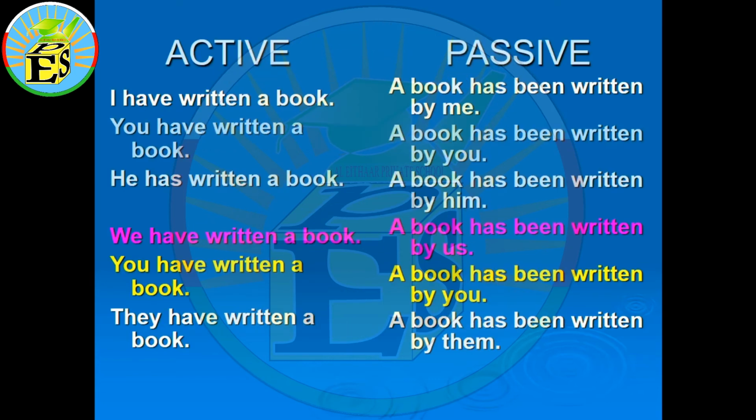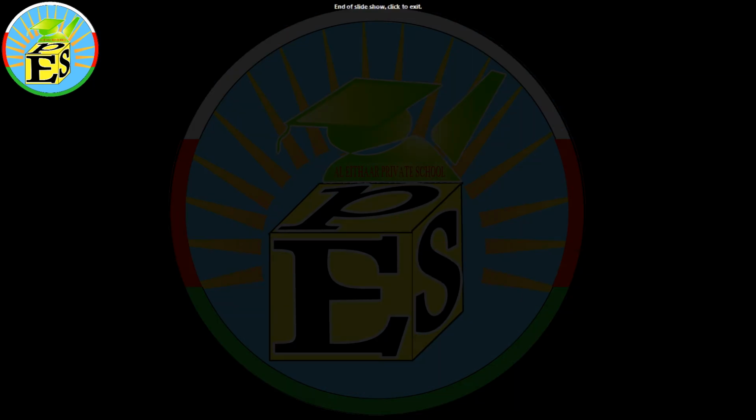In active and passive, the difference between the sentences in present perfect: I have written a book, a book has been written by me. You have written a book, a book has been written by you. He has written a book, a book has been written by him. We have written a book, you have written a book, a book has been written by you. They have written a book, a book has been written by them.